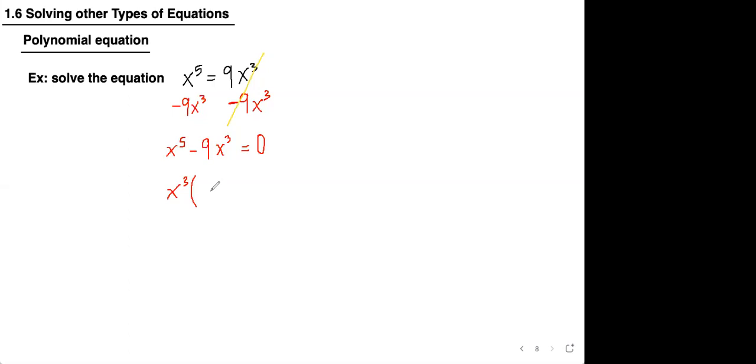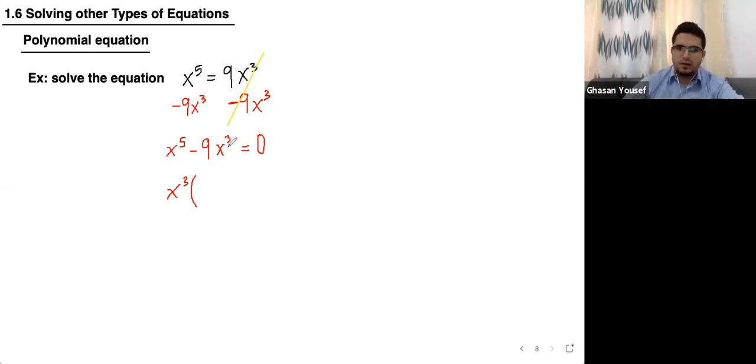So the common factor between the first term and the second term is x to the power 3. And here the remaining is x to the power 2. Why? Because x to the power 3 times x to the power 2 gives me x to the power 5. Minus 9 only, without x to the power 3, because x to the power 3 times 9 gives me minus 9x to the power 3. Close the parentheses, equals 0.